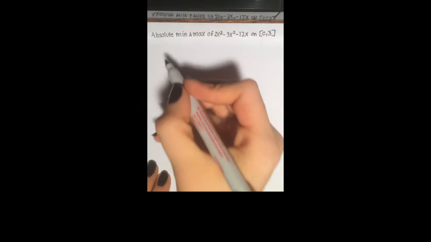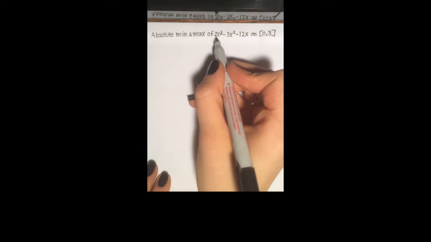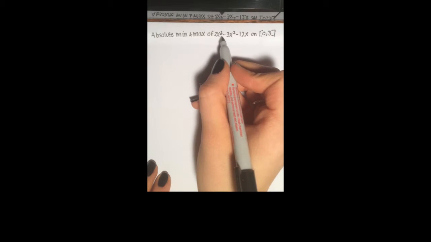To find the critical points, we have to find the derivative of the function, set it equal to 0, and solve for x. So the first step is to find the derivative of this function. We'll use the power rule. The power rule states that we take the exponent and multiply it by the coefficient, and the new exponent is the previous exponent minus 1.